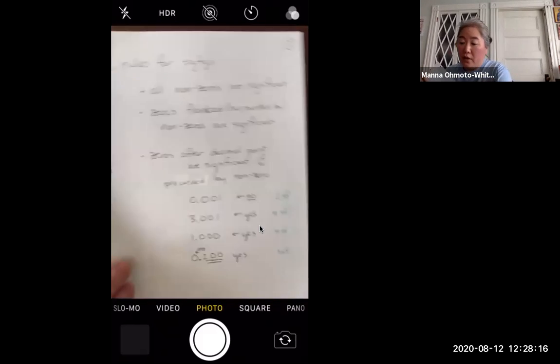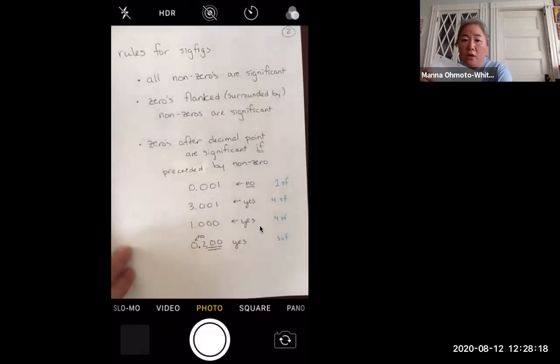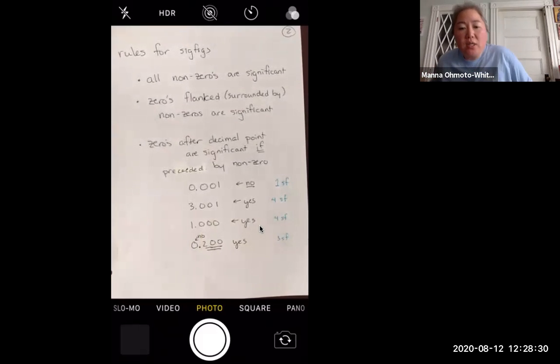So what is a significant figure? The rules are that all non-zero numbers are significant, and any zeros that are flanked or surrounded by non-zero numbers like this are also significant. So then the question is, what happens with zeros? Zeros after the decimal point are significant if they're preceded by a non-zero number.